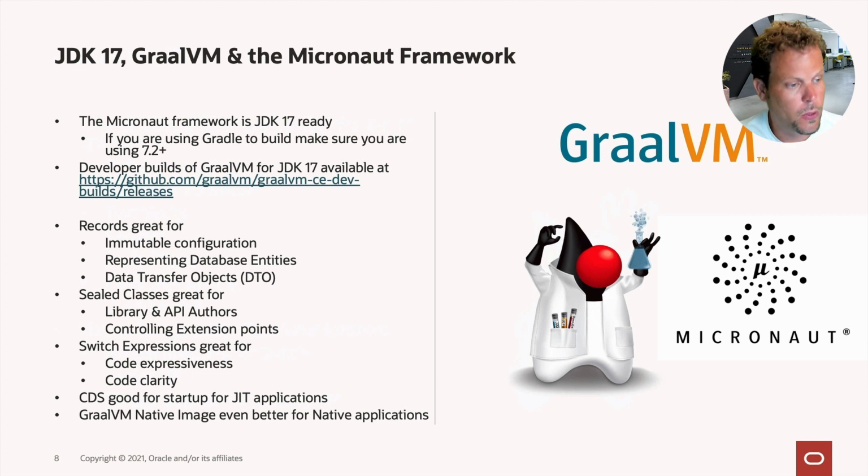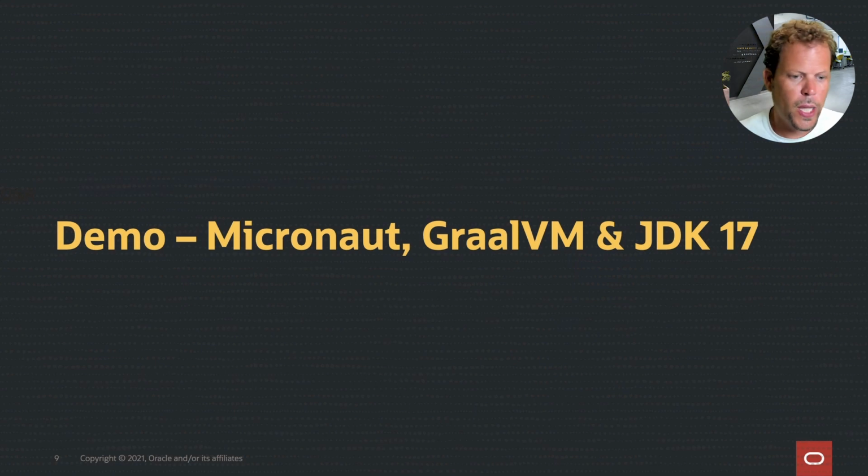So in terms of the features of JDK 17 that are great for Micronaut applications, records are great for modeling things like immutable configuration, representing database entities, data transfer objects, and so on and so forth, while sealed classes are great for library authors and API authors. And switch expressions really improve code expressions and code clarity, while CDS is good for startup, for JIT applications, and GraalVM native. But if you're looking for the ultimate in startup, do check out GraalVM native image, which is even better for native applications. Okay, so let's get started with the demo then.